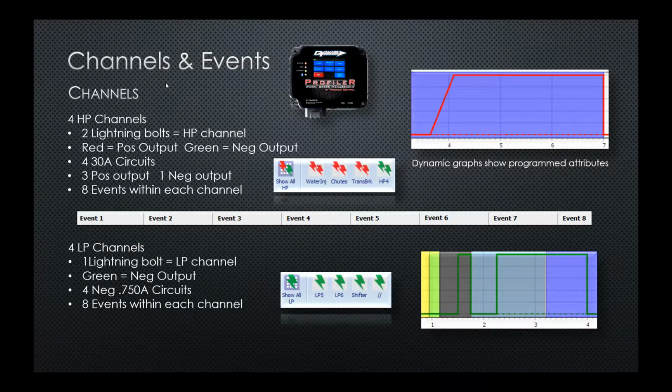There are 4 low power channels. 1 lightning bolt, green, which signifies a negative output. And these are 4 750 milliamp circuits. And again, there are 8 events within each channel. Notice also to the right of the screen data-driven graphics that visually indicate your event programming.